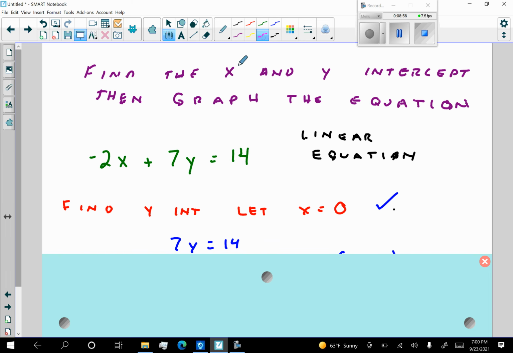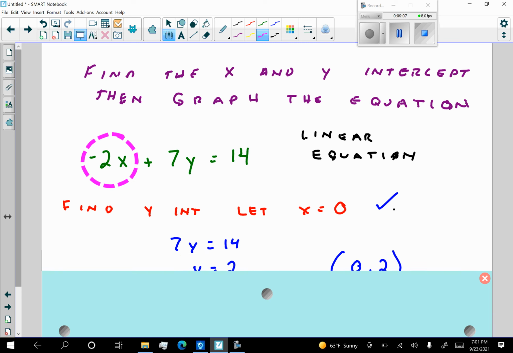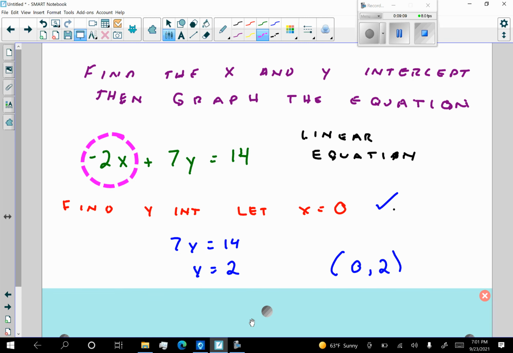Well, this term here is going to be gone because negative 2 times 0 is 0. So I just have the equation 7y is 14. That says y is 2. And this is the y-intercept, pardon me, that's what I was finding. This is the y-intercept of this linear equation, (0, 2).